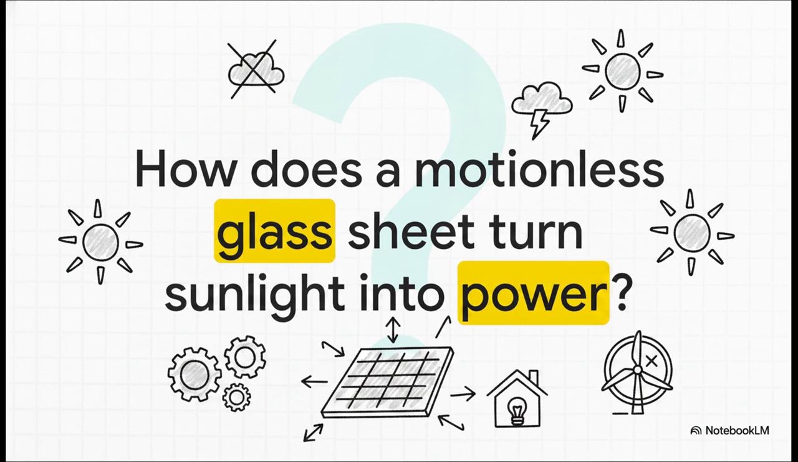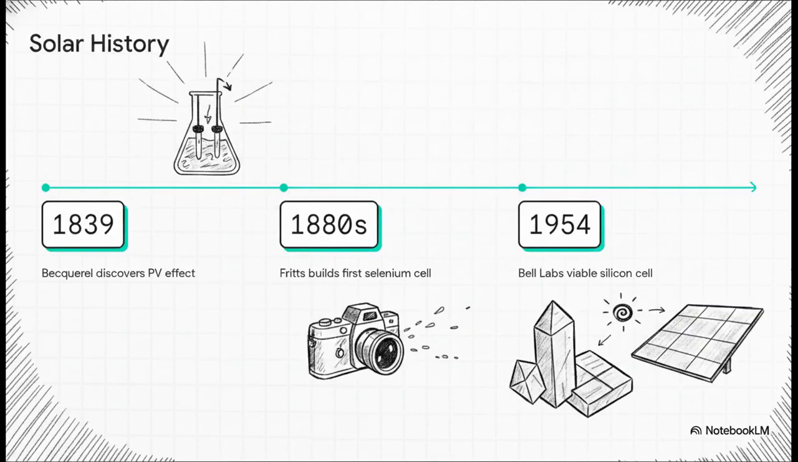Yet it operates as this relentless engine. To understand how this invisible mechanism works, we really need to trace its origins. Now, while solar power definitely feels like cutting-edge modern tech, it's actually deeply grounded in 19th century physics. Our timeline kicks off way back in 1839 with Edmund Becquerel's discovery of the photovoltaic effect. Fast forward to the 1880s for the first solid-state cell. Now, sure, it was highly inefficient and mostly just used for light meters in photography, but it was a start. The true revolution, though, the real foundation of modern solar, hit in 1954 when scientists at Bell Labs developed the very first viable, highly pure crystalline silicon cell.